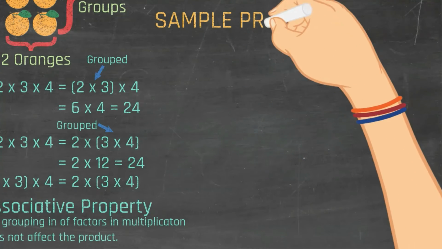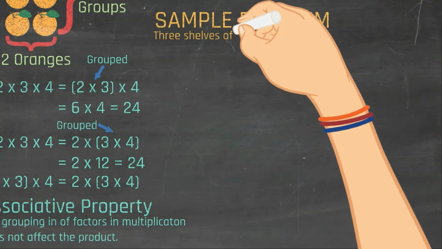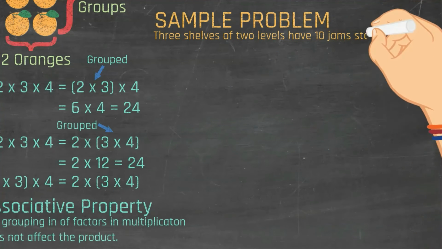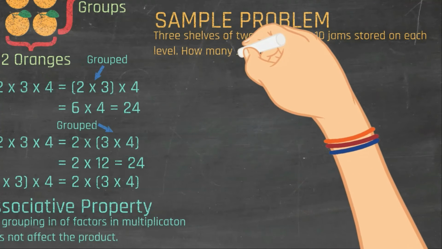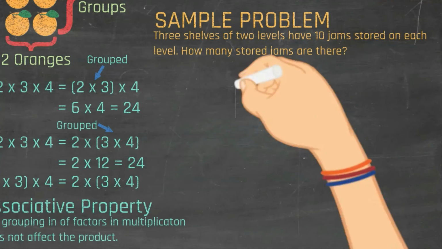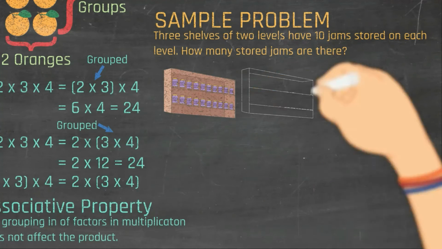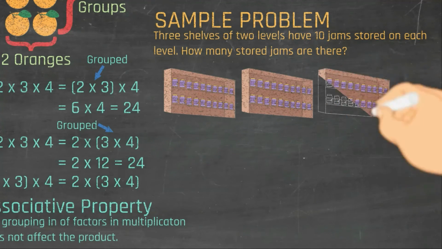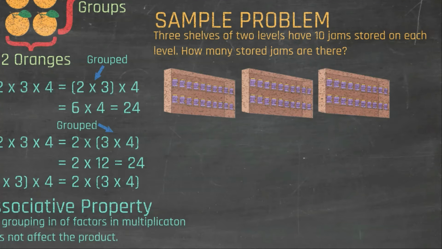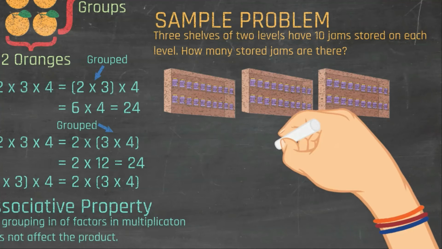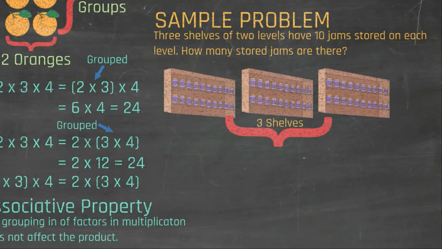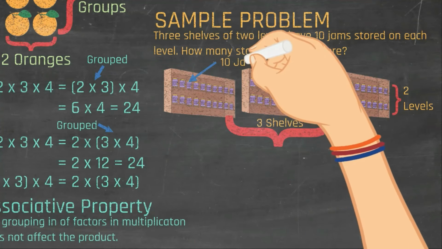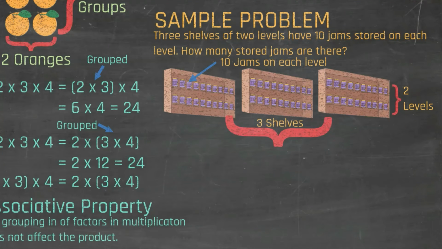Let us solve this problem. 3 shelves of 2 levels have 10 jams stored on each level. How many stored jams are there? In problems like this, it is important to identify the groups. In this problem, the given are: first, a group of shelves. There are 3 shelves. Second, with each shelf, there is another group. With each shelf are 2 levels. And lastly, each level has 10 jams. How many jams in total are there?